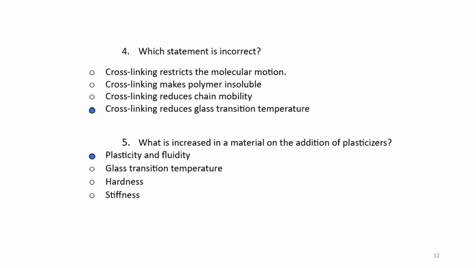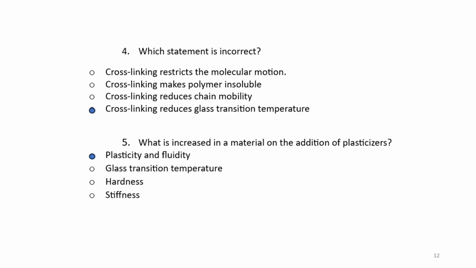Next question is, which statement is incorrect? Your options are: cross-linking restricts the molecular motion, cross-linking makes polymer insoluble, cross-linking reduces chain mobility, and cross-linking reduces glass transition temperature. So the correct answer here will be cross-linking reduces glass transition temperature.